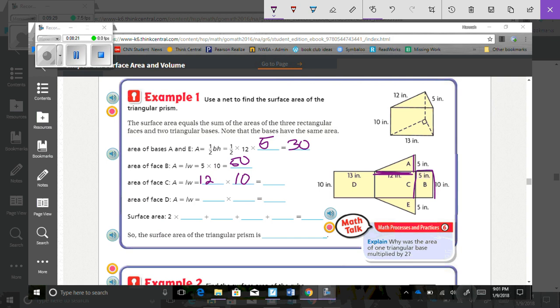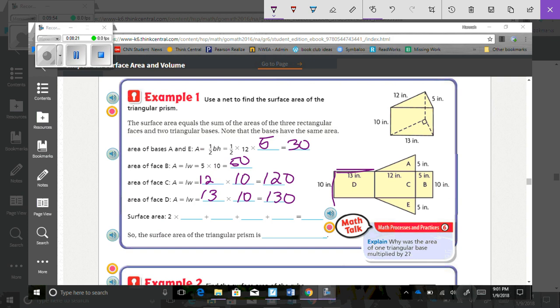Area of face D, we have, so for face D, we have 13 and 10. I forgot to go through. 12 times 10 is 120. 13 times 10 is 130. Okay, so that should cover all of our faces.